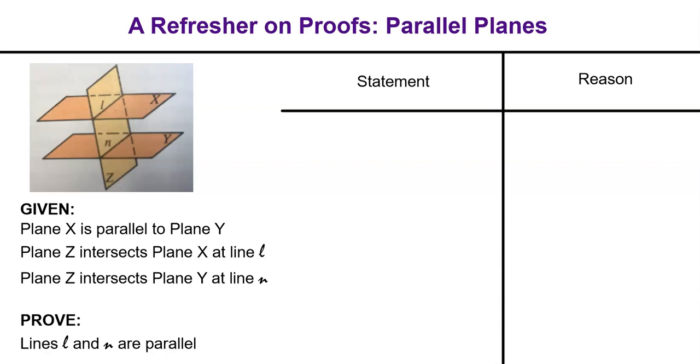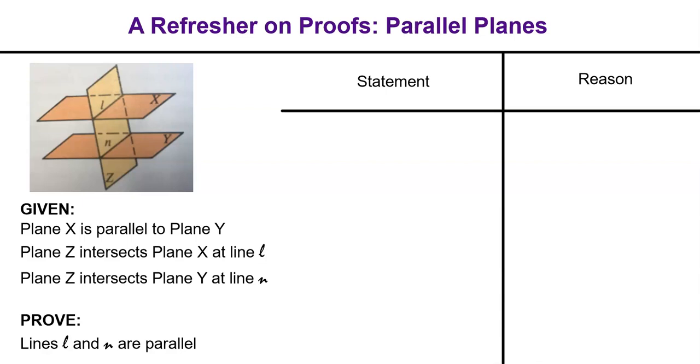So here, a quick refresher. We're going to have the situation where plane X, plane Y, and plane Z intersect so that plane X is parallel to plane Y, plane Z intersects with plane X at line L, and plane Z intersects with plane Y at line N. And our goal is to prove that lines L and N are parallel.